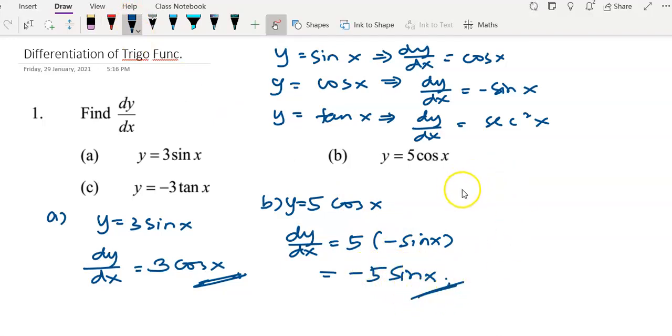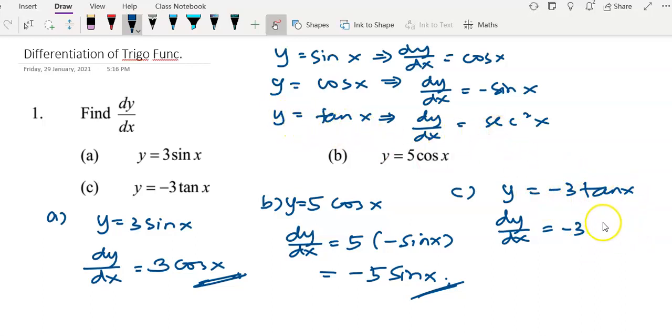Alright, then the last question, C, y equals negative 3 tangent x. To get your derivative, dy/dx, again, the coefficient, just copy it down. And differentiate tangent according to this formula, you get secant squared. Okay, so this is the answer.